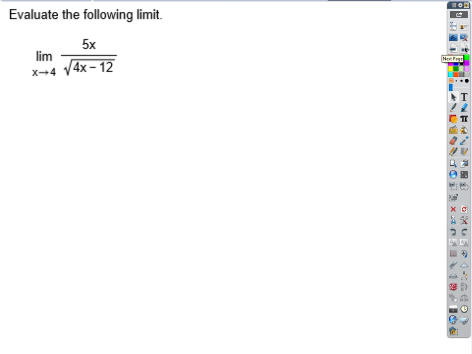All right, how about this? Plug it in. See if it works. So 5 times 4 is 20. 16 minus 12 is 4. Square root of 4 is 2, done. So if you can plug it in and just get a number, that's it. Absolutely. We always want to try that first.